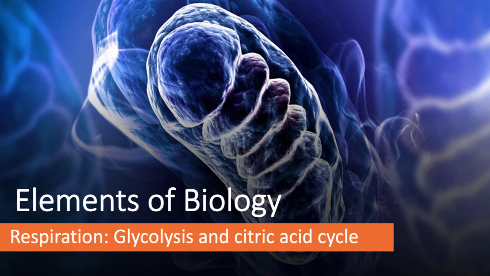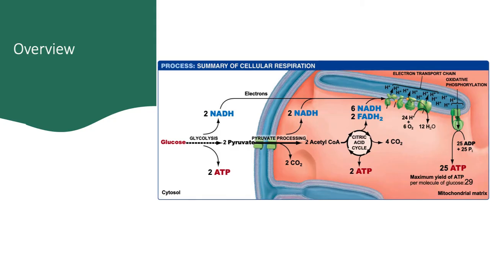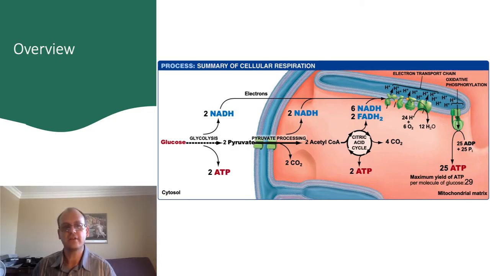In this presentation, we'll look at how cells convert chemical energy from glucose into ATP. Cellular respiration is the process by which cells convert energy stored in chemical bonds into ATP. Remember that we can think of ATP as being the energy currency of the cell. So by converting sugars into ATP, that energy becomes available for many different cellular processes.